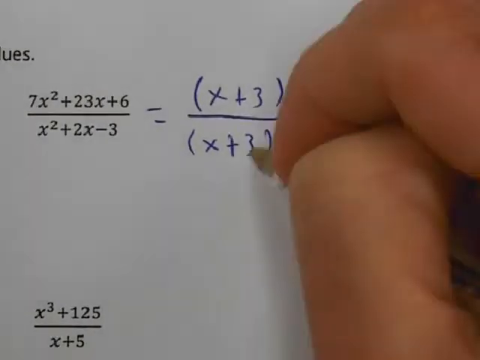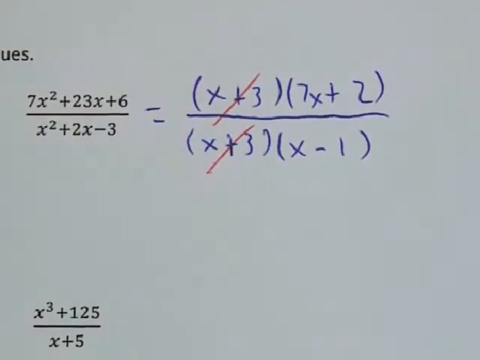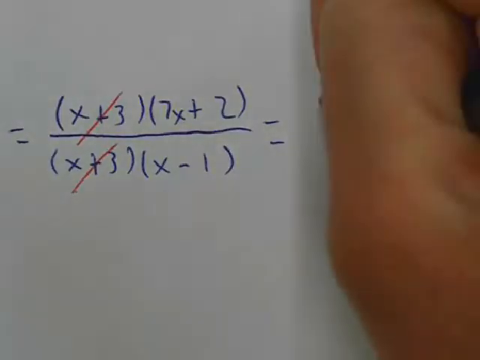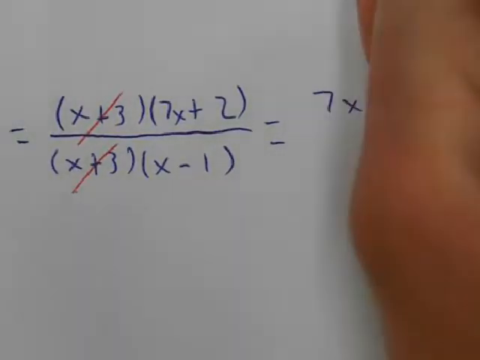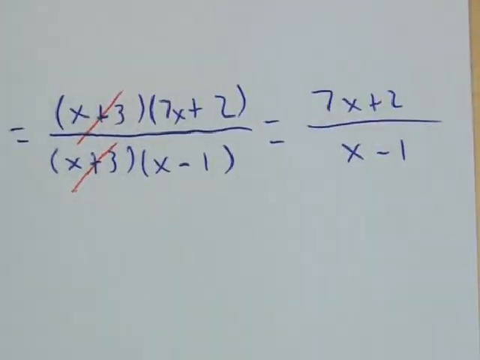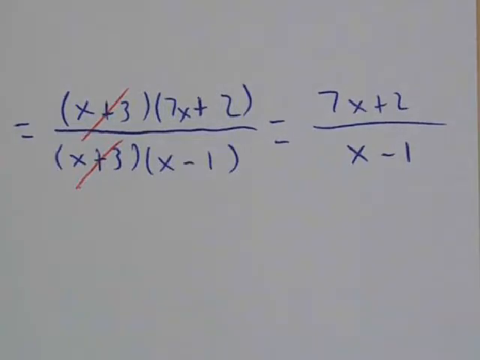Okay, and then they both have that x plus 3, so we can cross those out. And then what's left here? 7x plus 2 on top over x minus 1. Okay, so again, if you look at something that looks hard to factor, factor the easier part first, and then hopefully that tells you what might be one of your factors.